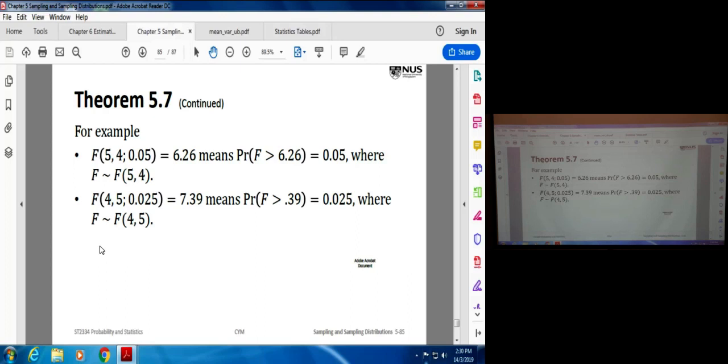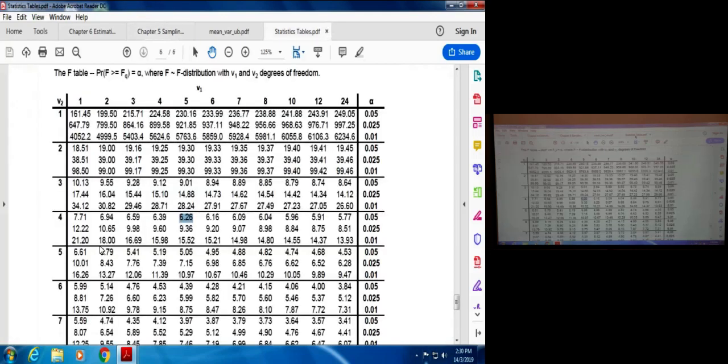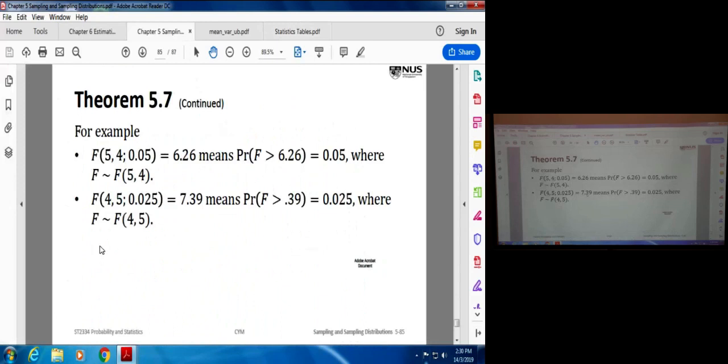Respectively, if you flip around the degrees of freedom, now I go 4 and 5, and our significance level is 0.025. Looking at this table, with 4 and 5 and 0.025, it's 7.39, which is the value in the table here. This is what it says here, 7.39. So if a random variable capital F is F distributed on 4 and 5 degrees of freedom respectively, then the probability of exceeding 7.39 is 0.025. There's a typo here, just in case you're reading these notes. This should be 7.39, not 0.739.